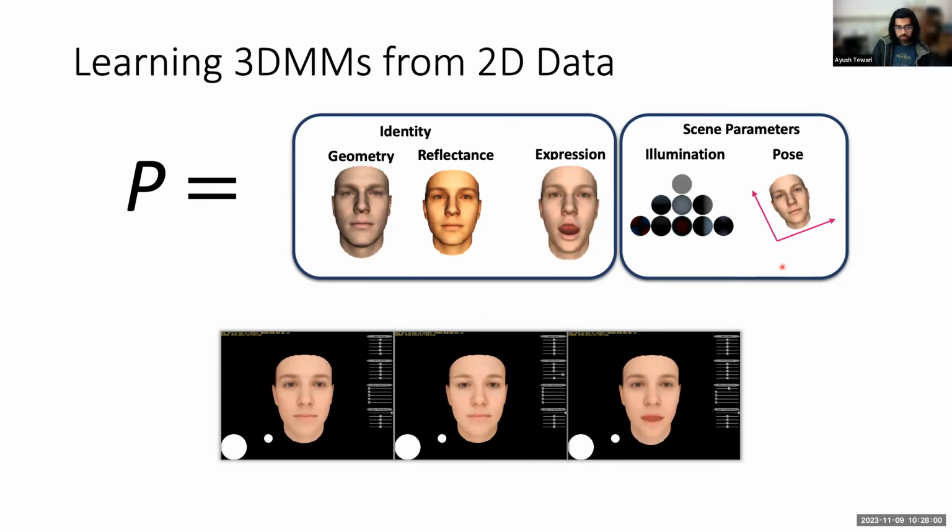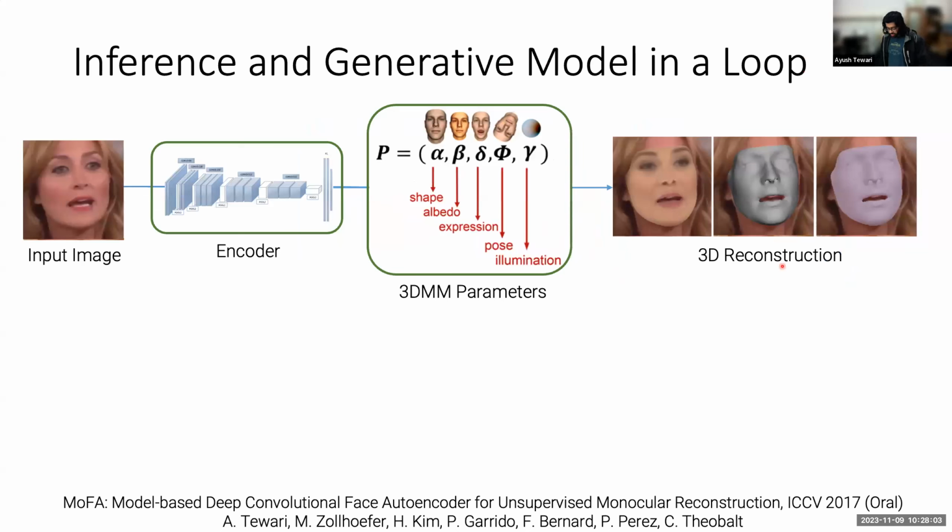Before we get around to learning these models from 2D data, let me develop a framework that first integrates the inference and the generative models. As I said, traditionally, the inference relies on search or optimization. In this paper, we showed that you can also do inference using a deep network, just using a simple encoder. A feed-forward pass of that encoder can give you the 3D parameters for any input image. So you take an image, the encoder gives us the parameters, and from the parameters, you can compute the 3D reconstruction because we have the pre-trained model with us so far.